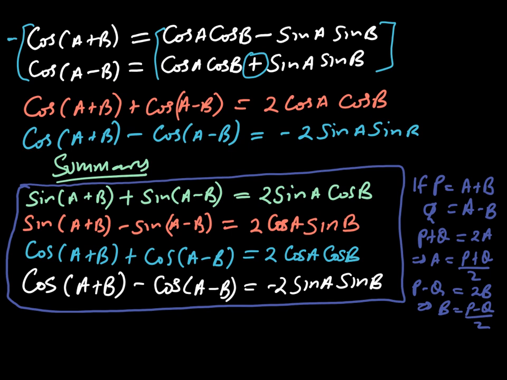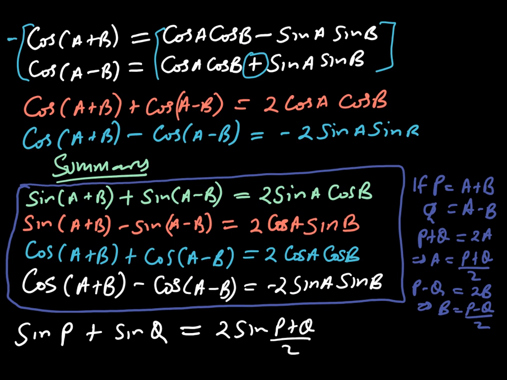So we can rewrite these four in another way. We can write that the sine of P, now A plus B is P, added to the sine of Q, taking P and Q as single angles, will give us 2 sine of P plus Q over 2, then cosine of P minus Q over 2. And the rest you can substitute.